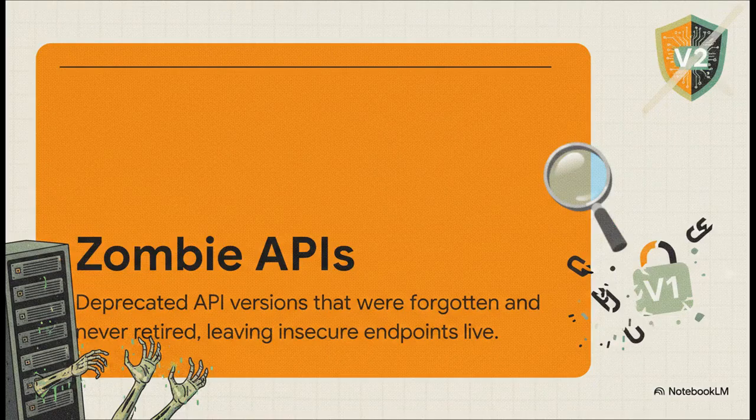Then you've got the zombie APIs. These are literally the walking dead of your code base. You release version 2 of your API, it's shiny, new, and secure, but you completely forgot to shut down version 1. So that old, insecure version is still shambling around on your servers, just riddled with vulnerabilities that you patched ages ago in the new versions.